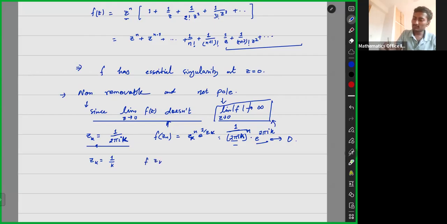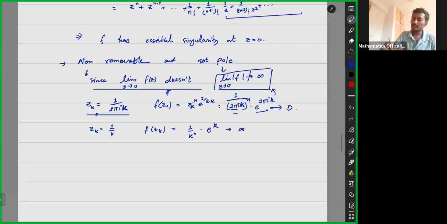Then f of zk, this is z, oh sorry, zk power n means 1 by k power n. It is again going to 0. Into what? e power k. Oh, I see. So we get this number, and actually it is going to infinity. You see why? e power k is exponentially increasing and k power n is increasing polynomially.